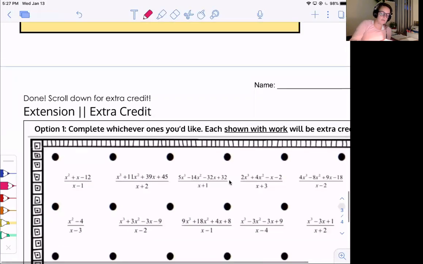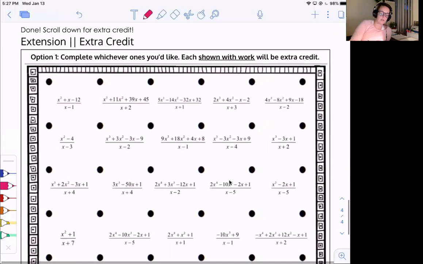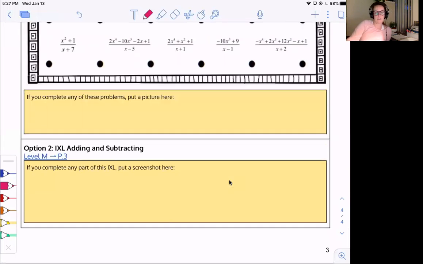Okay. If you want to do some extra credit, you have some extra credit at the bottom. You can either work on paper or you can work on IXL if you prefer to do it that way.